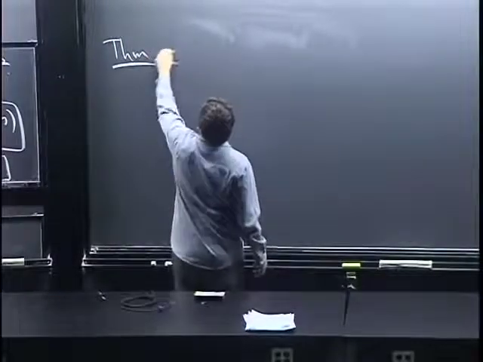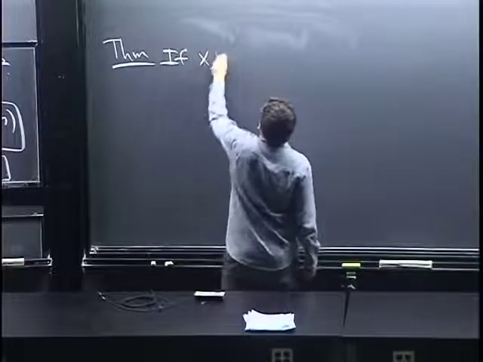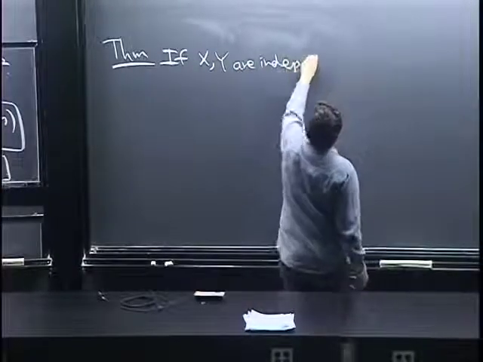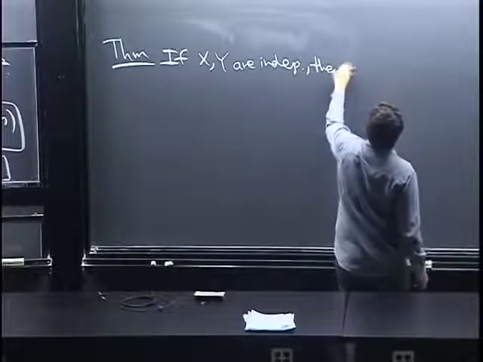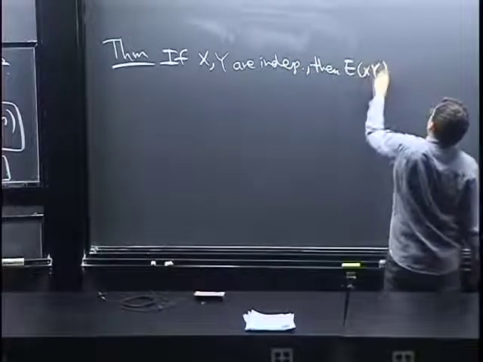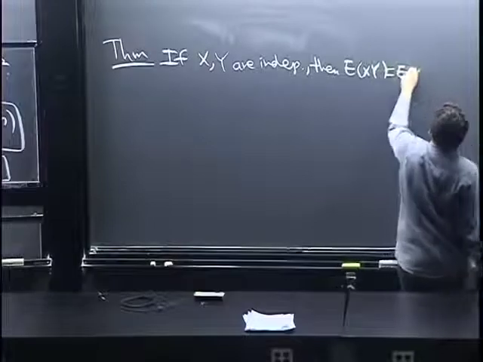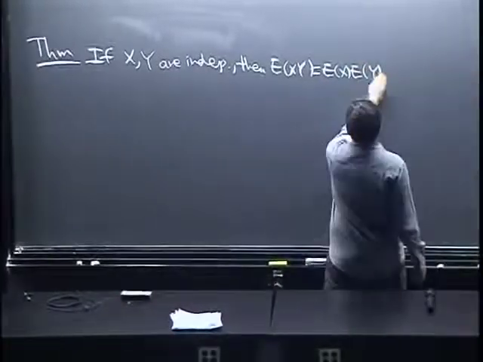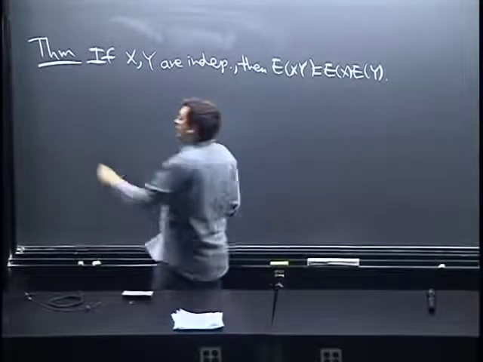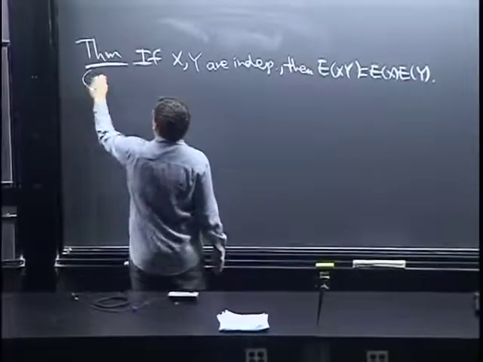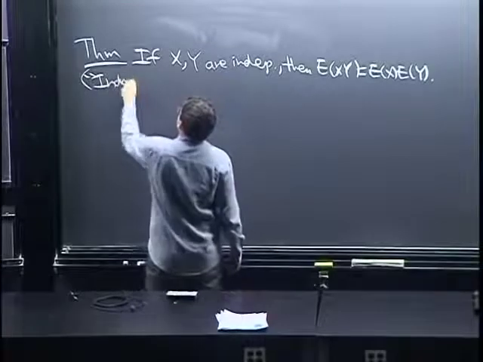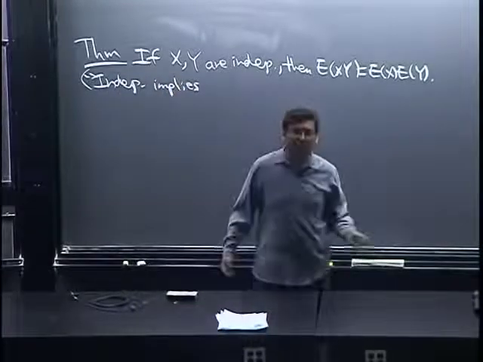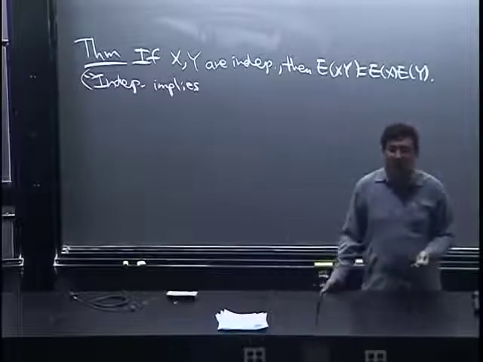So the theorem is that if X and Y are independent, then E of XY equals E of X, E of Y. That's a very useful fact. We'll come back to this fact later when we talk about correlation. The way we would say this in words is that independent implies uncorrelated. But that's just foreshadowing. Later we'll talk more about what exactly correlation means.